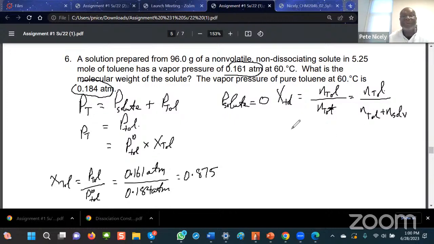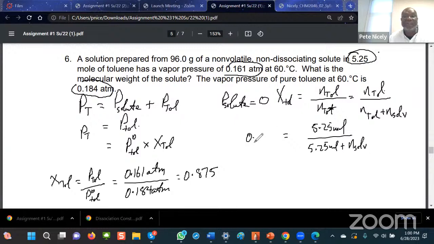Well, we have some numbers to play with. We're given a number of moles of toluene, 5.25, right? So basically this would be equal to 5.25 moles divided by 5.25 moles plus the number of moles of the solvent. And that will be equal to the 0.875 that we worked out right here, right? So this goes here, all right? And basically what we need to do is solve for this.